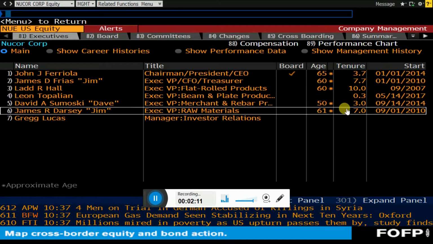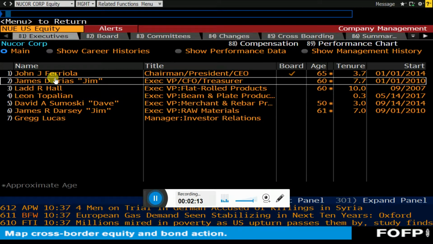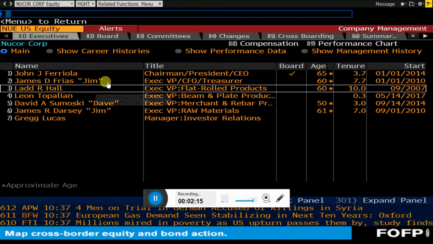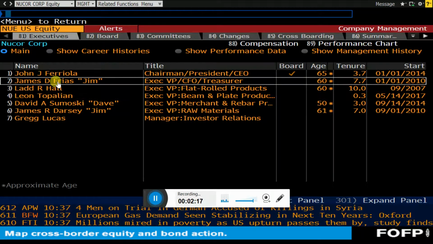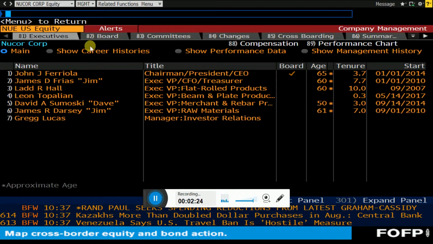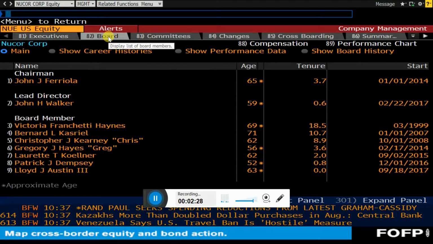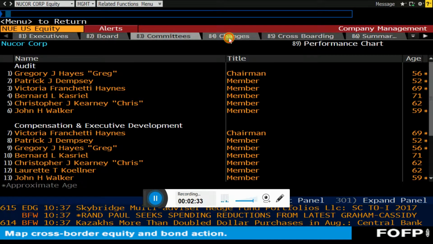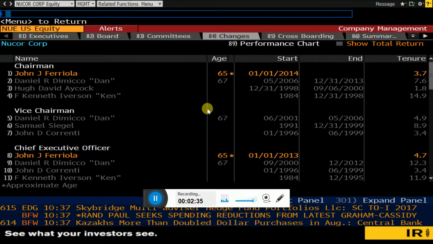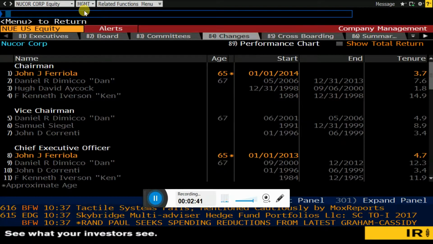If you want to check out any more information from different employees of the company, you can click on any of these names and you'll find their information. You can find their board, their committees. You can look up certain changes in positions within the past year, various information about the company.